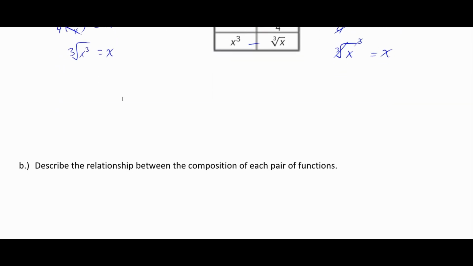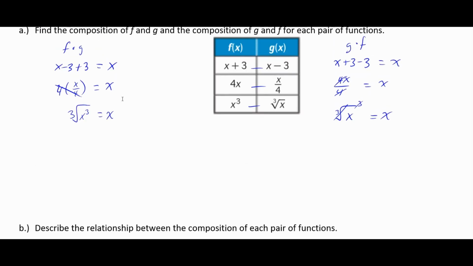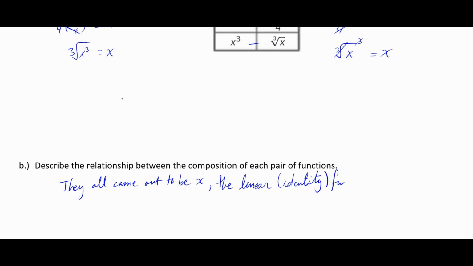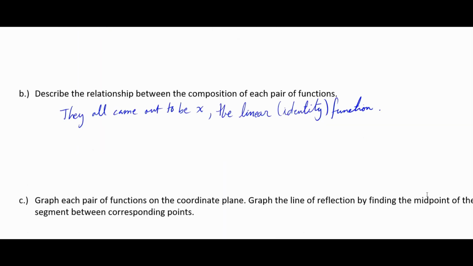Moving on to part B, we want to describe the relationship that we just found. For each of those, they all came out to be x. So all of those compositions came out to be x. Or we also know this as its parent function, the linear function, also known as the identity function. So that's all you need to say about that relationship.